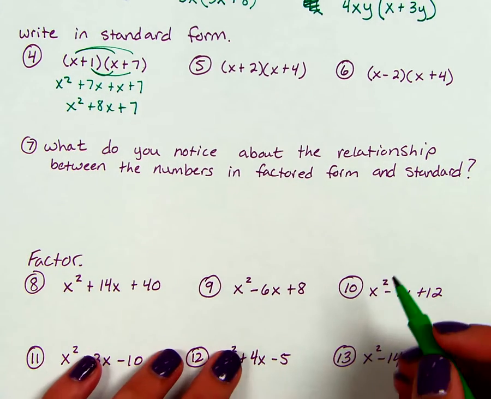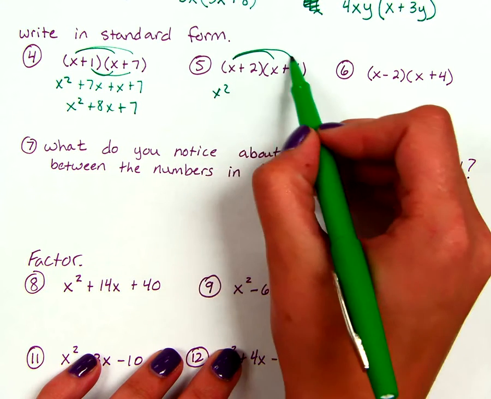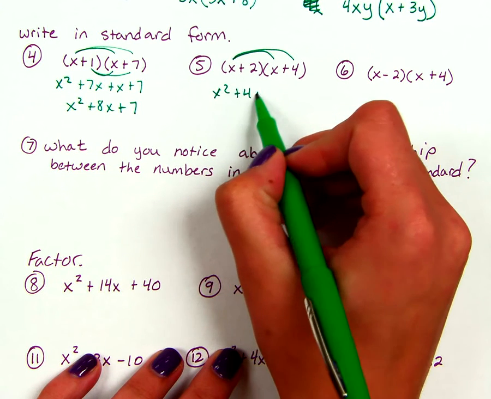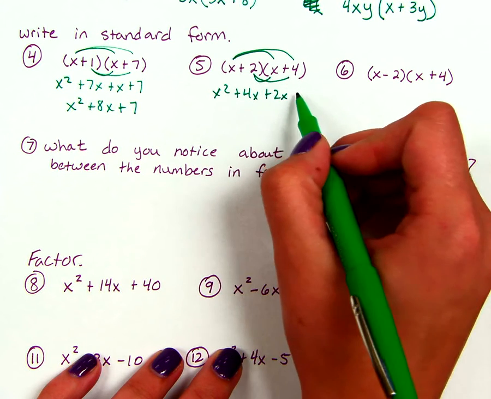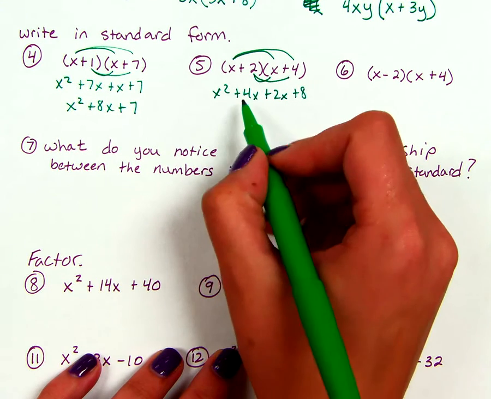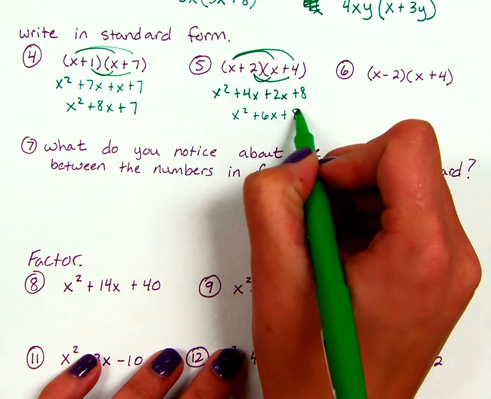So we would have x squared plus 8x plus 7. Next one, same thing, we're going to FOIL. So x times x is x squared, x times 4 is 4x, 2 times x is 2x, and 2 times 4 is 8. Combine like terms to get x squared plus 6x plus 8.